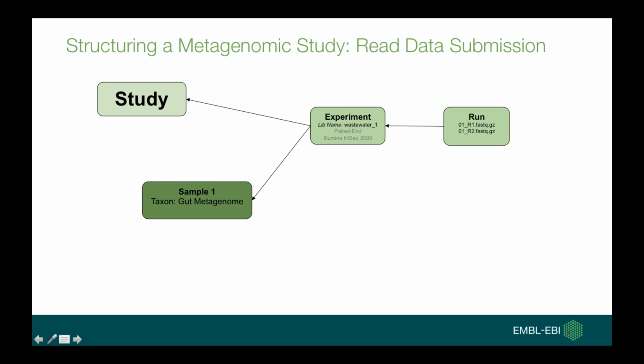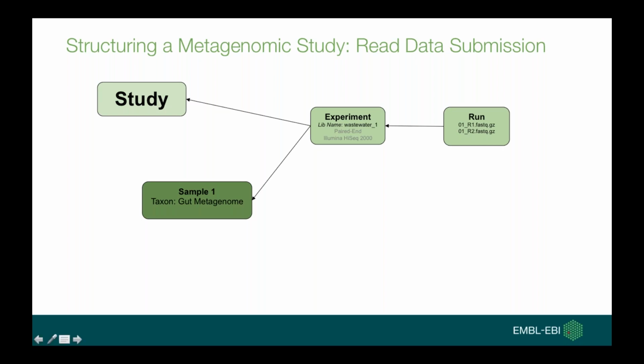Down here, we've registered a sample. We can see that this has been registered as gut metagenome. That goes in the taxon field. And we have registered over here an experiment, and this contains details like the name of the library, the fact that this was a paired end experiment, the fact that it was done on an Illumina HiSeq 2000. The experiment also fulfills the role of pointing to the study and the sample. So it's actually starting to link these things together into a group.